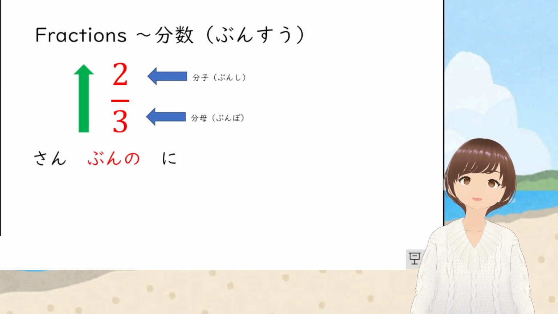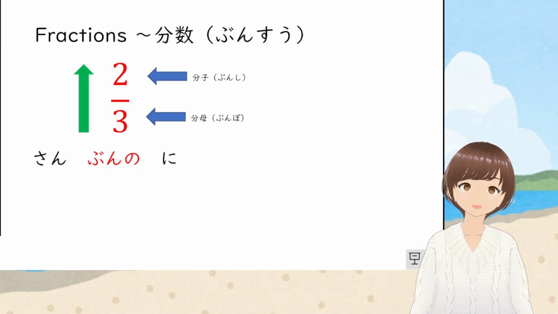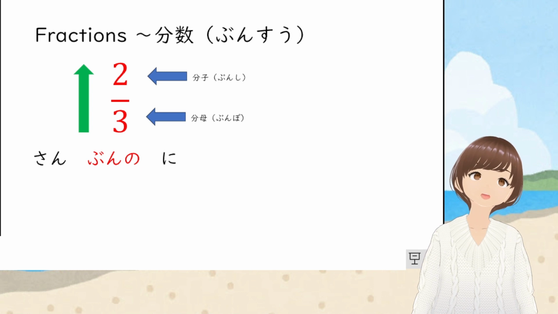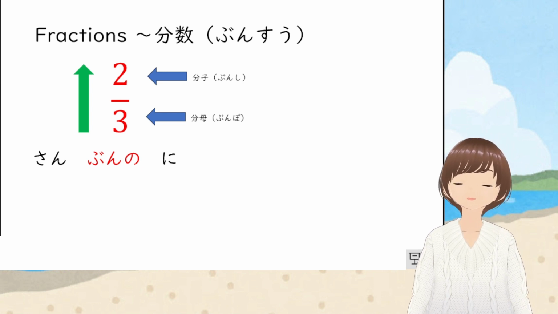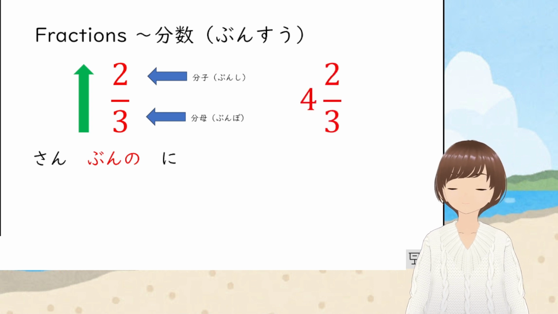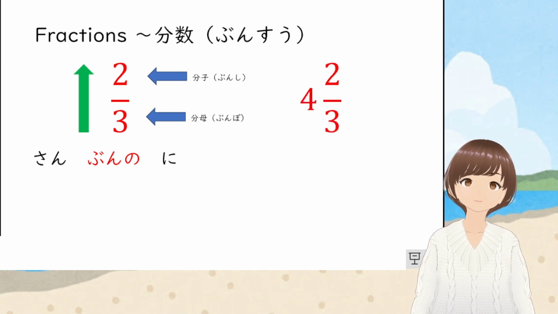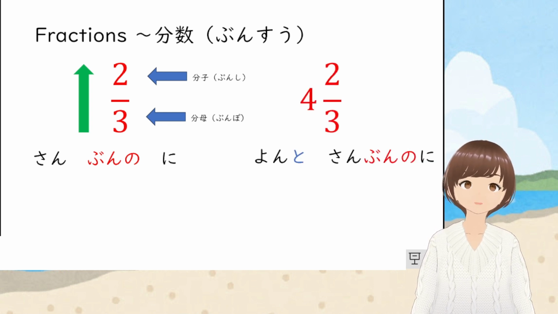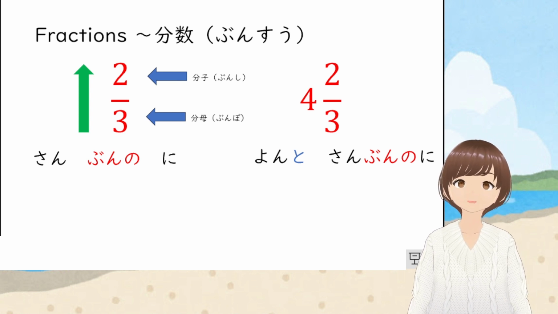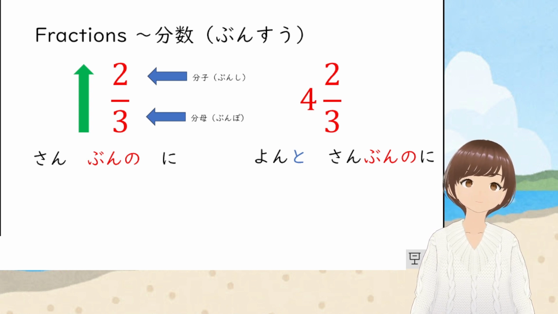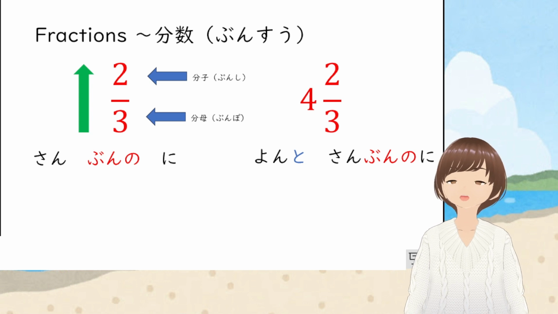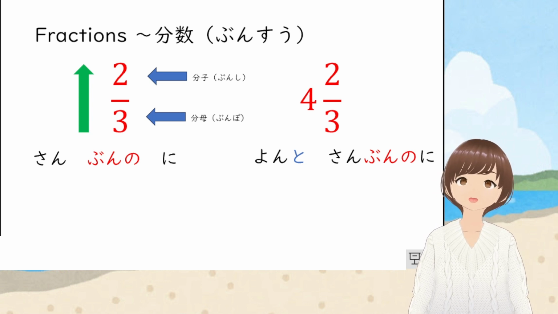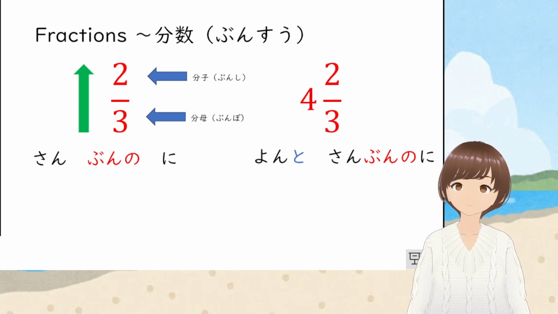So we read this number 3分の2. You say 分の between a denominator and a numerator when you read it. How about this one? We just use と to say and. So it becomes 4と3分の2.